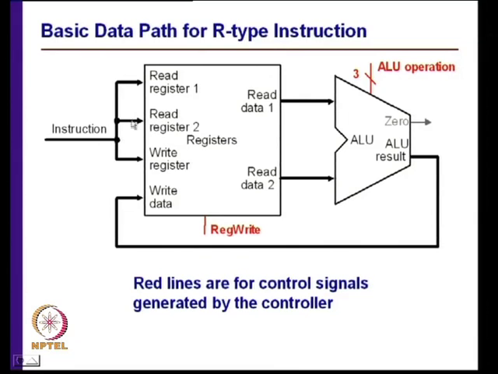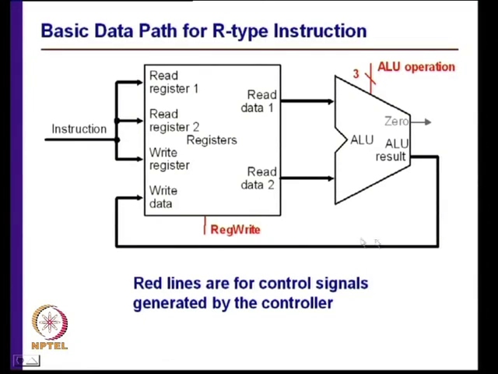As I was telling, the operands will be available from the instruction, I mean the operand addresses, register addresses will be available. Then it will read data from the register, and it will apply it to the arithmetic and logic unit. It will generate the result. That result will be applied to this write data input, and that write register address is again provided by the instruction. We have seen that in R type instruction, you have got 3 register addresses: 2 for the addresses of the operands, and the third is the destination address of the result. And so all three are applied here, and data will be loaded into this.